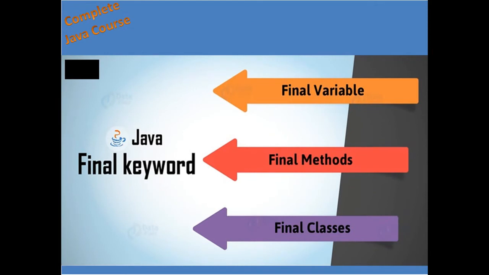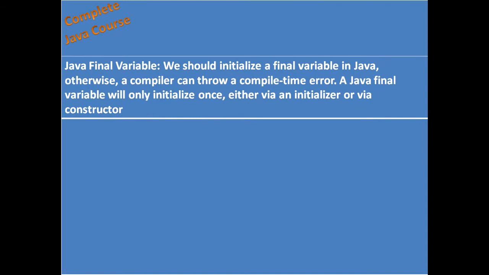The Java final keyword can be applied on a variable, a final method, and a final class. So what is the usage and what is the significance of using the final keyword on variables, on methods, on classes? So what is a final variable?